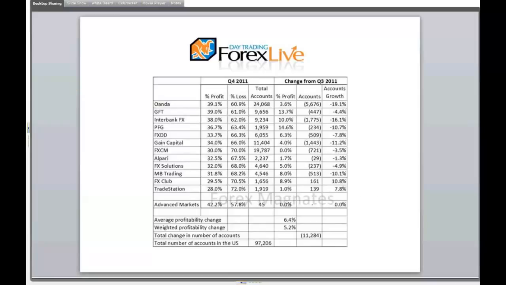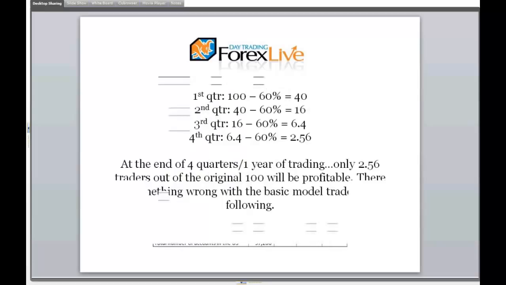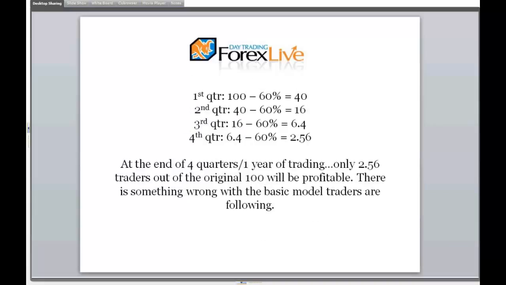Now, this number may be a bit better, keeping in mind that this doesn't account for a certain set of other variables. But if you look at the numbers on this chart, you can see that best case scenario, Oanda is running about 60%. Running those numbers over the course of 4 quarters, and the chart will flip back here in just a second. If we break those numbers down over the course of 4 quarters, the first quarter, if 60% are going to lose, then that means after the first quarter, you'll have 40% that are still profitable, or 40 out of 100 traders.